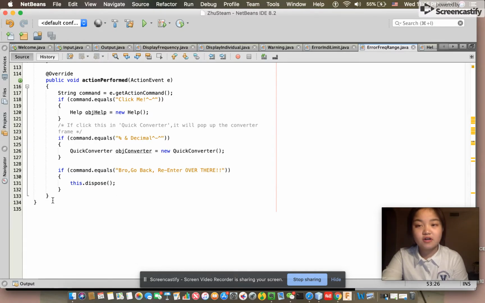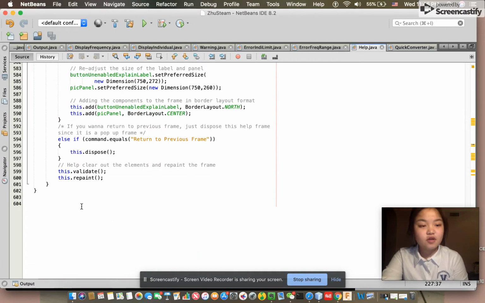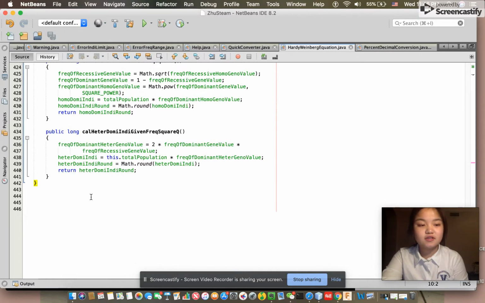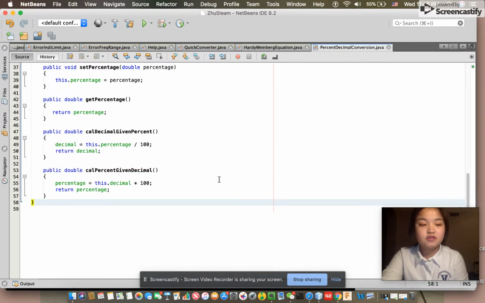And for my help frame, it has 602 lines. And for my quick converter frame, it has 279 lines. And for my computation class, Hardy Weinberg equation, it has 442 lines. And for the percent decimal conversion, another computation class, it also has 58 lines.